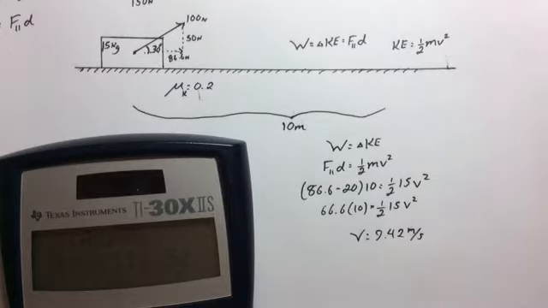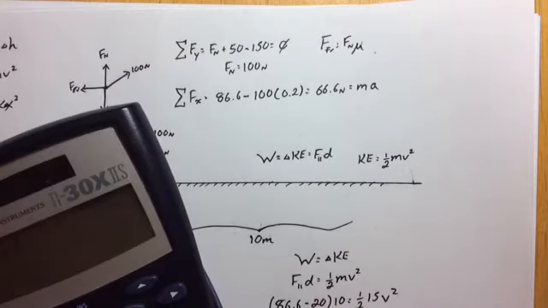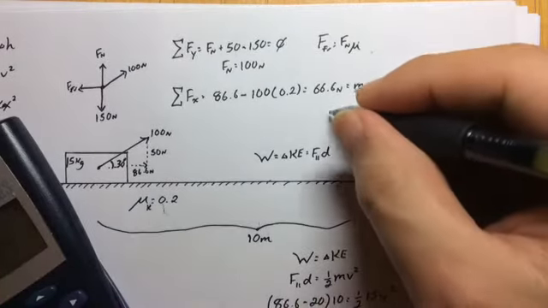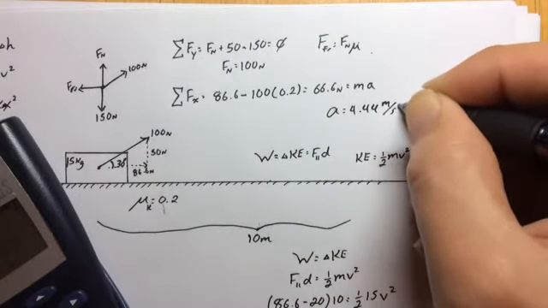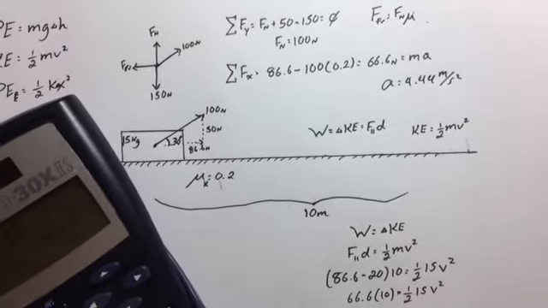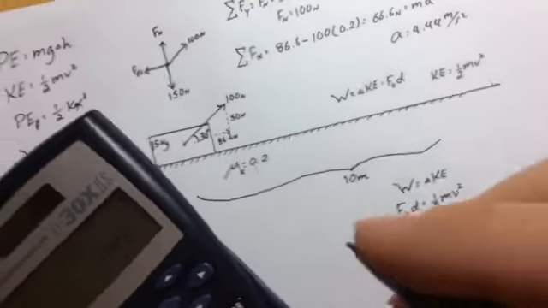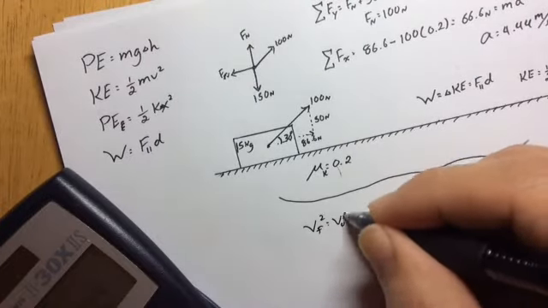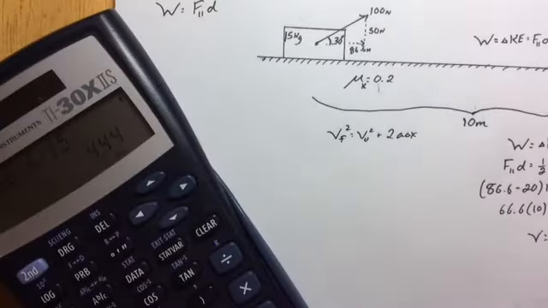Now, if we really wanted to work it out, we would work it out the original way. What's the acceleration? We'll take 66.6 divided by the mass, which is 15. So our acceleration is 4.44 meters per second squared. Then we'll run that through an equation, maybe the equation that doesn't rely on time. So final velocity squared is equal to initial velocity squared plus 2 times the acceleration times the change in x.